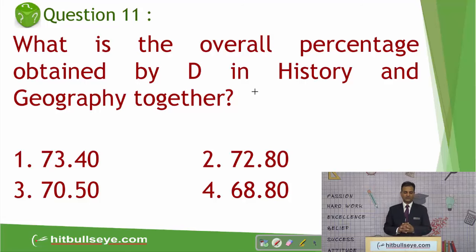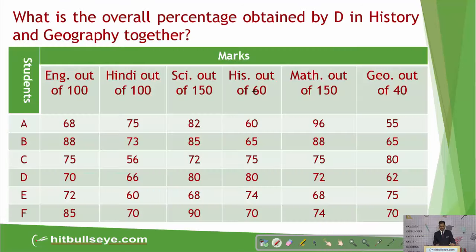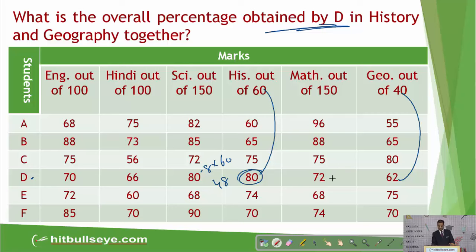Now what is the overall percentage obtained by D in history and geography together? He is asking about the marks obtained by D in history. D, and what is history? 80. 80% of 60 will be 0.8 into 60, which will be, friends, 48. And geography is 62% of 40, 0.62 into 40, it will be 24.8. So that is the total marks.